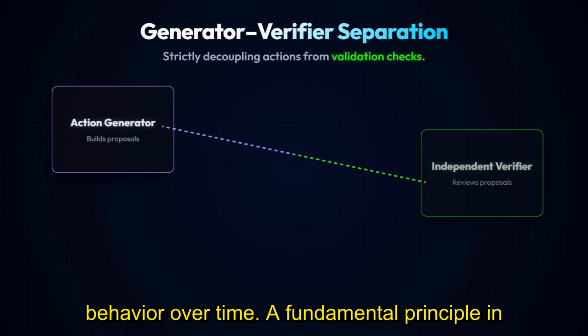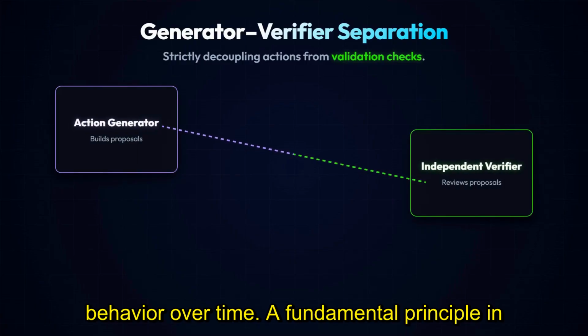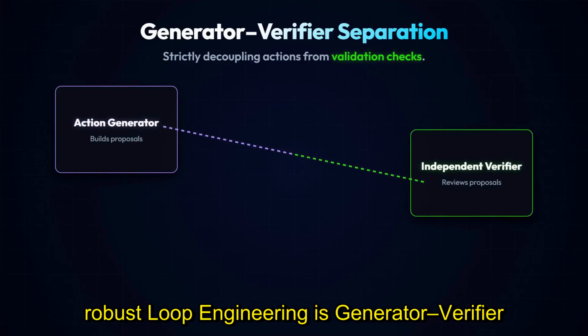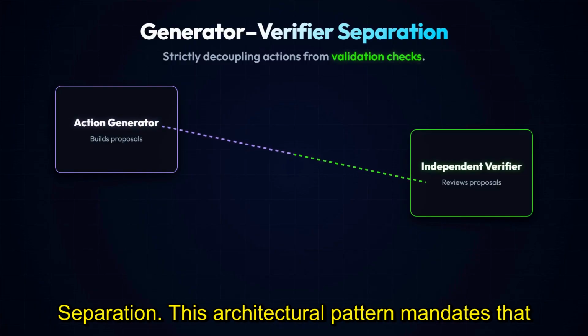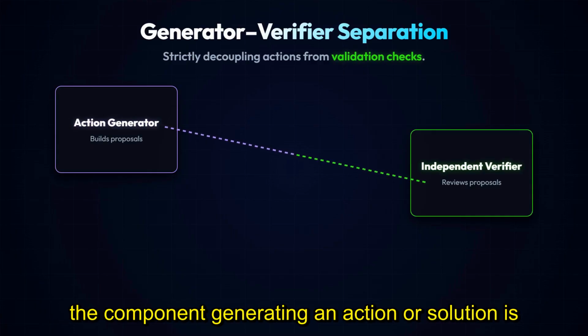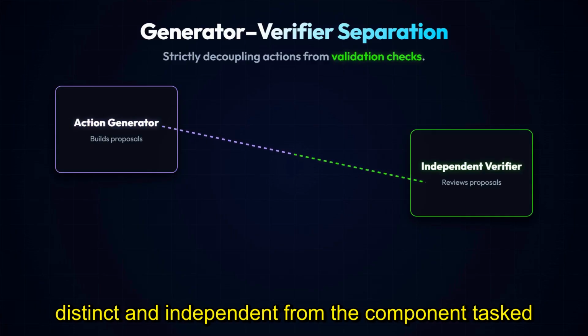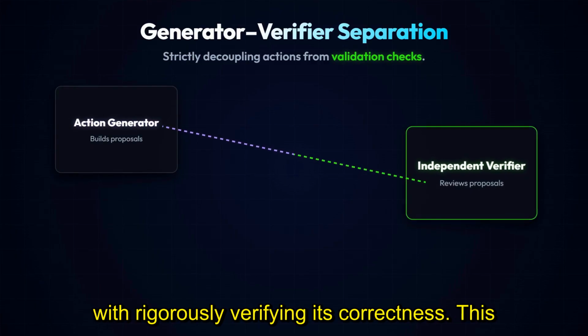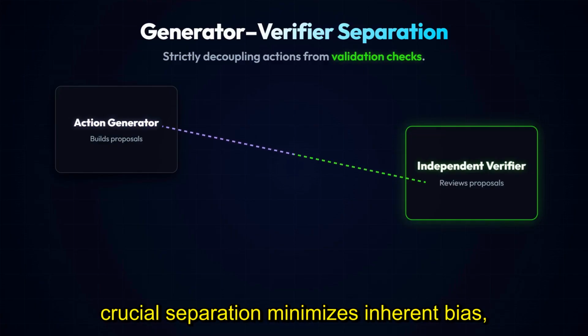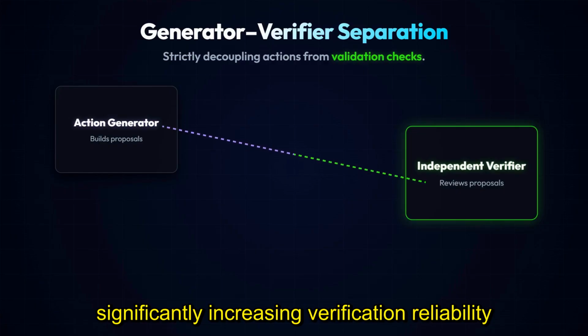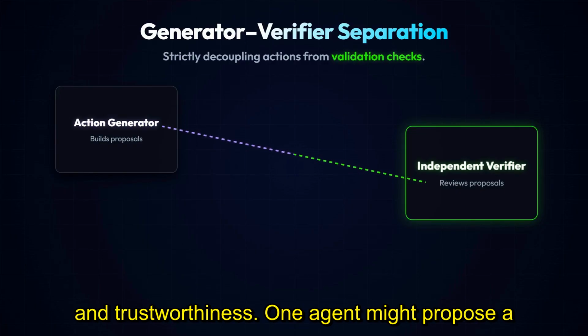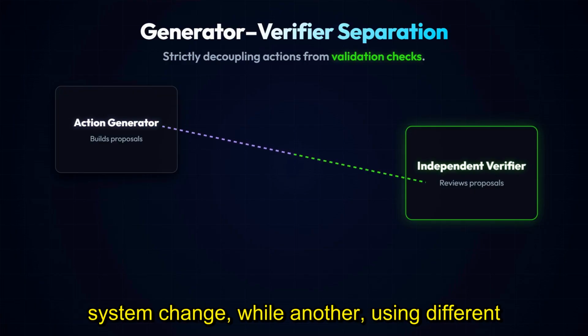A fundamental principle in robust loop engineering is generator-verifier separation. This architectural pattern mandates that the component generating an action or solution is distinct and independent from the component tasked with rigorously verifying its correctness. This crucial separation minimizes inherent bias, significantly increasing verification reliability and trustworthiness. One agent might propose a system change, while another, using different methods, validates its safety.